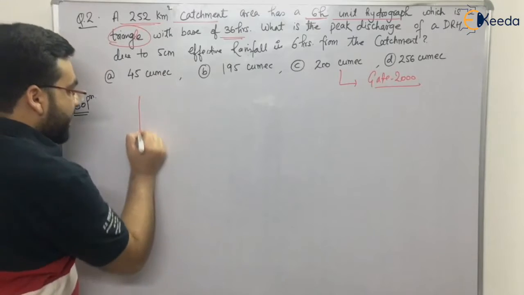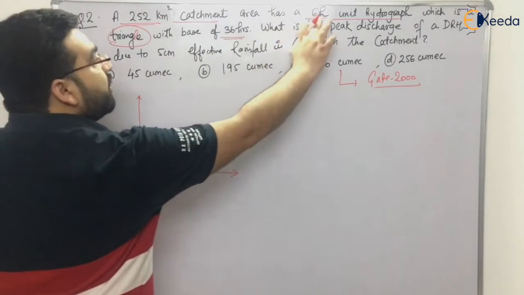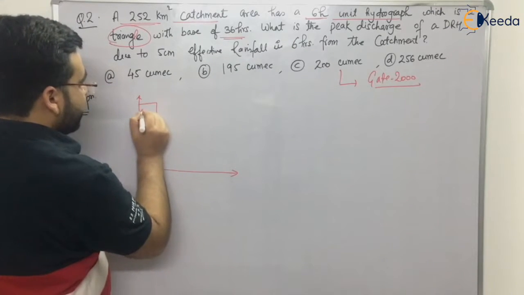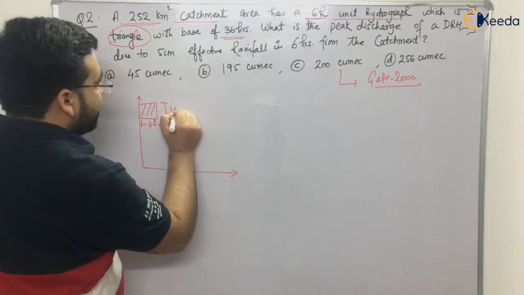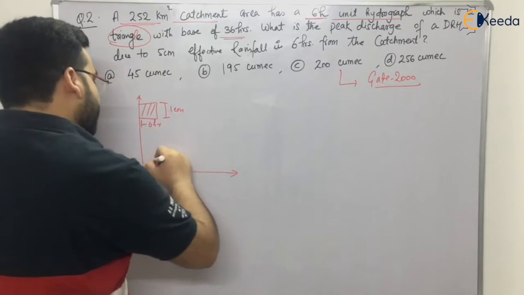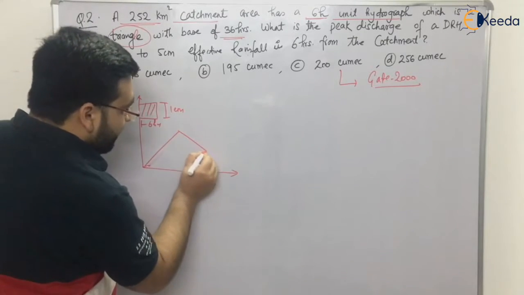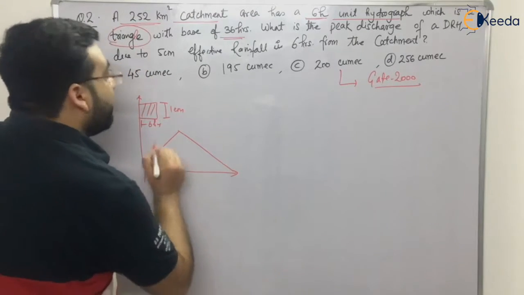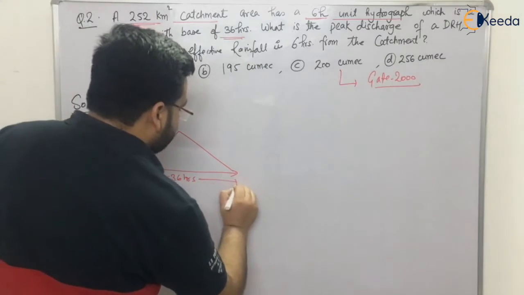So first of all, let us draw this unit hydrograph, right? What is the unit hydrograph? 6 hour unit hydrograph, that is 1 centimeter. It is a hydrograph like this, but it is triangle in shape, right? So it is in triangle shape. This is the unit hydrograph, and the base width is given as 36 hours. So this is 36 hours.